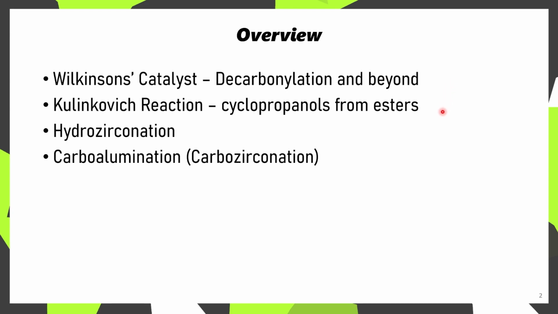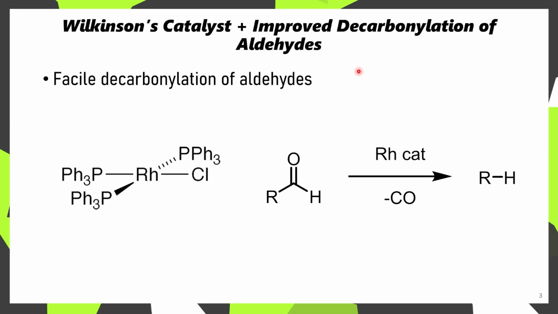Then we'll be talking about the Kulinkovich reaction, which can be used to make cyclopropanols from esters. And finally, we'll be discussing hydrozirconation and carboalumination, which are underutilized but quite powerful methodologies, especially when doing natural product total synthesis. So let's start with Wilkinson's catalyst.